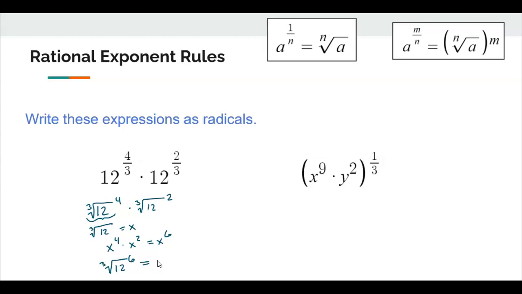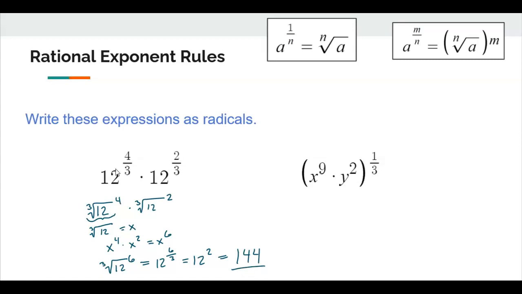Now we can write this back in exponent form, and we see this is 6 over 3, which is just 12 squared. Well, 12 squared is actually really easy to write as a number. That's just 144. So this simplified all the way down to a basic number.